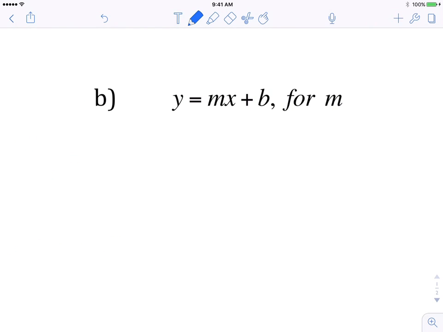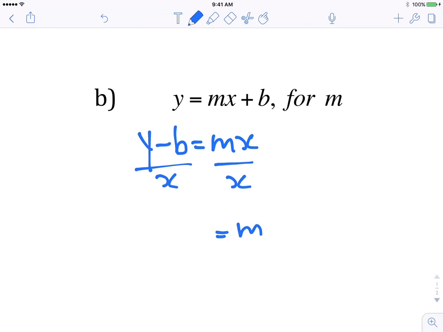Y equal mx plus b for m, and in this case we want to notice that there's addition going on the right side of the equation, and the way to counteract addition, or the way to remove the b, would be to subtract b from both sides. In that case we end up with y minus b equal mx, and now we're dealing with multiplication. To get the m by itself, we need to divide both sides by x, and then we have m equaling y minus b over x.